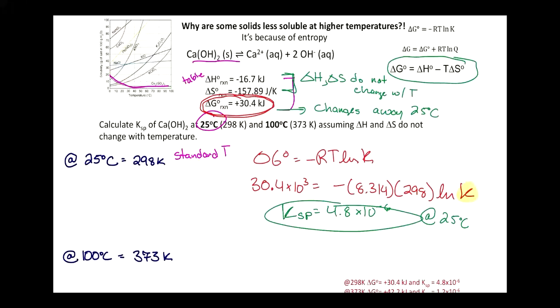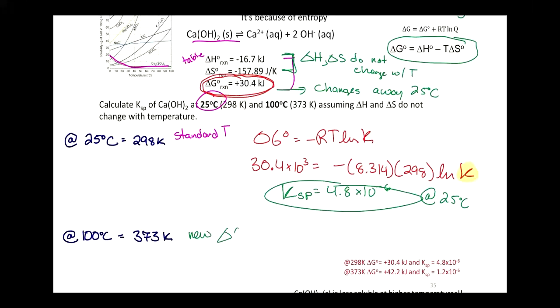I don't know what delta G is at 100 degrees Celsius, but I'm going to assume delta H and delta S don't change, and I'm going to put T as 373 Kelvin into that third equation to get the new delta G at these conditions, and then plug that into my K expression. So we basically need a new delta G at 100 degrees Celsius, and we're going to do that using the equation delta G equals delta H minus T delta S.